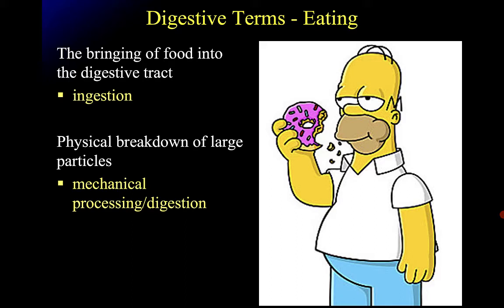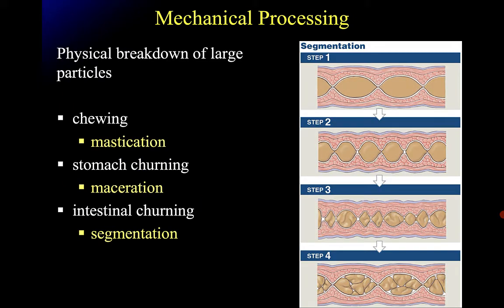Now, that physical breakdown is an interesting thing because obviously we can think about that as chewing, but it will continue in a couple of other areas, and we'll discuss terms for those. So if we think about this mechanical processing, we can break this down into chewing, which we refer to as mastication, stomach churning, that is kind of the use of multiple stomach layers to mix up food with stomach acids and enzymes, and we refer to that as maceration. And then there's also an intestinal churning process which helps to mix enzymes with the food within the intestines, and this is referred to as segmentation.